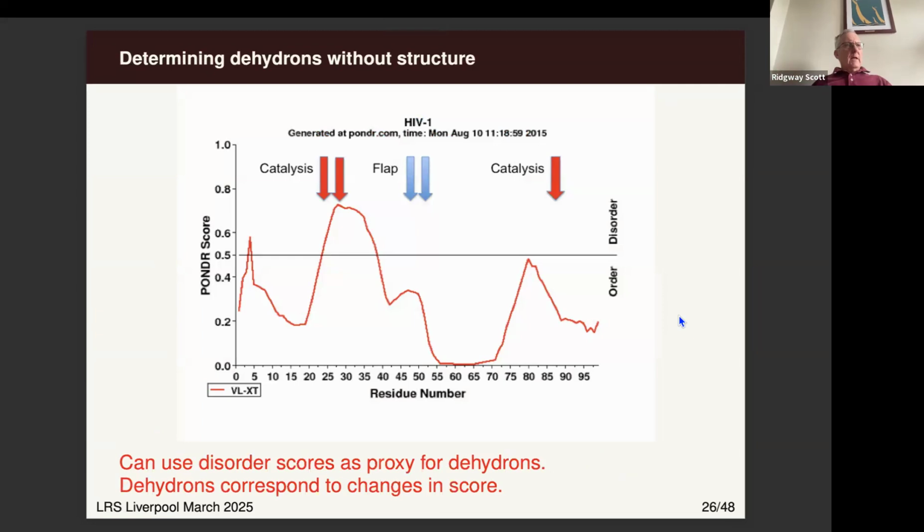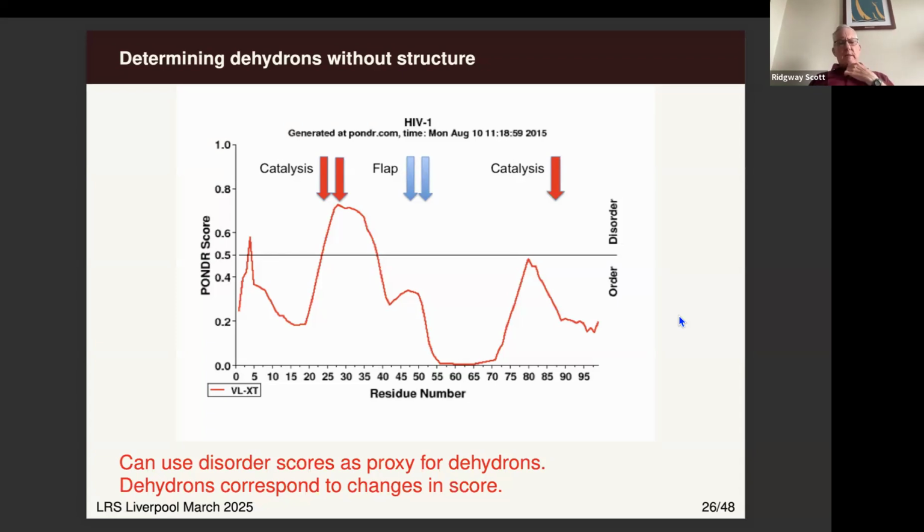So we got convinced that dehydrons were able to predict binding, and we used that in several papers to analyze and predict, and in patents to suggest new molecules for drugs. But then we realized we were a little bit hampered because the concept of dehydron required the full structure of the protein. And in many cases, you don't have the full structure of the protein.